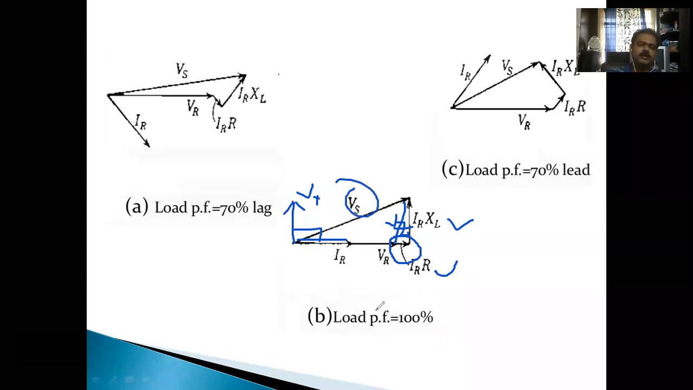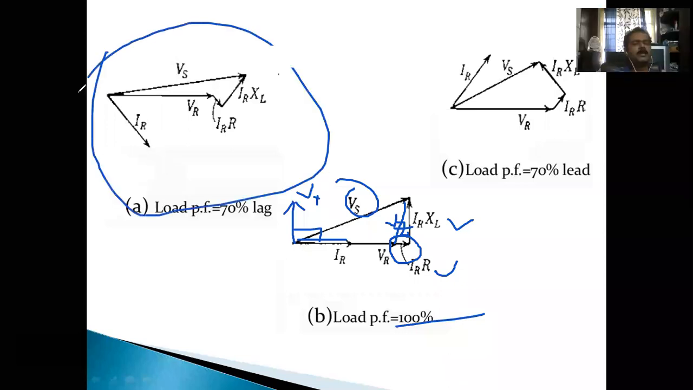Similarly, we can implement in case of capacitive load. All the three figures are the same. Most of the cases we use only this, because the loads are generally lagging loads. Okay.